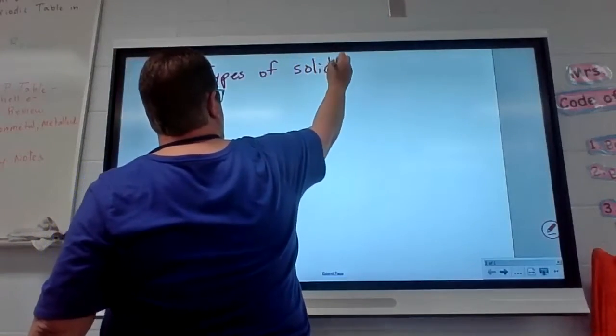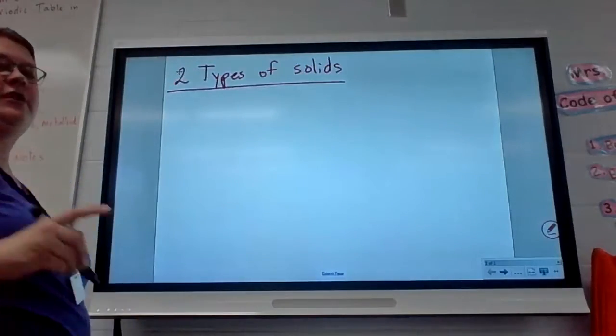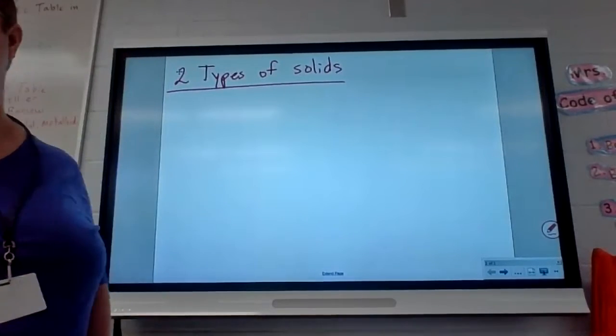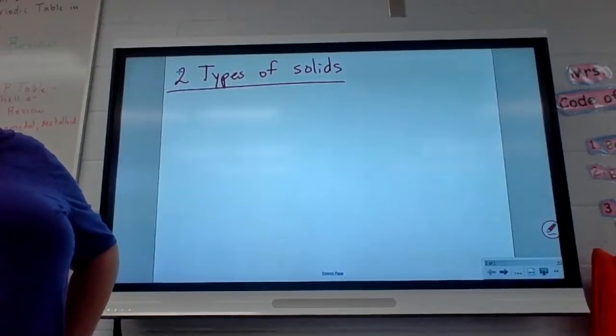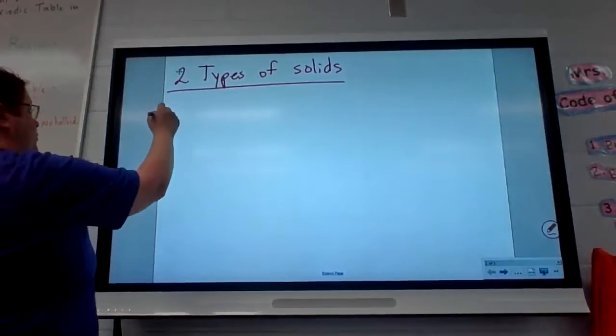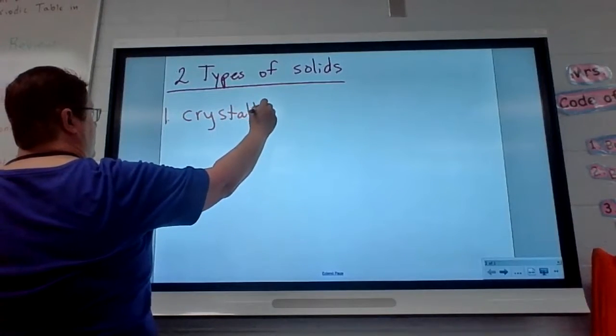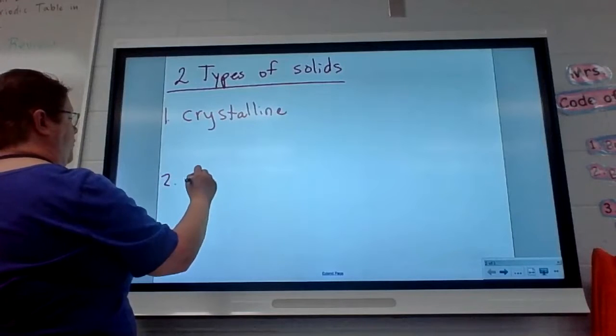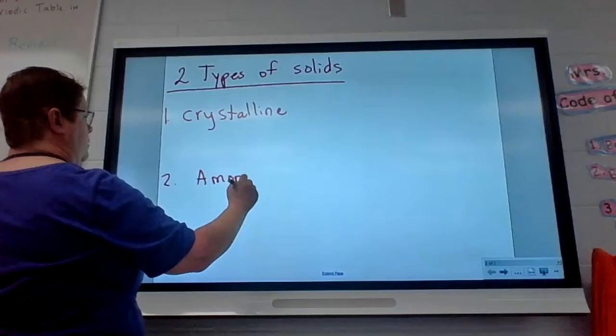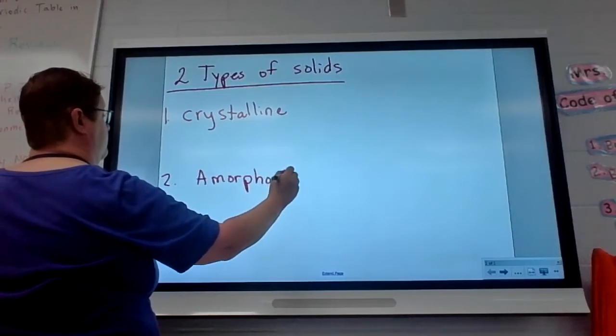All right, I think it fixed itself. All right, two types of solids. What are the two types of solids? The first one is called crystalline, and the second one is called amorphous.